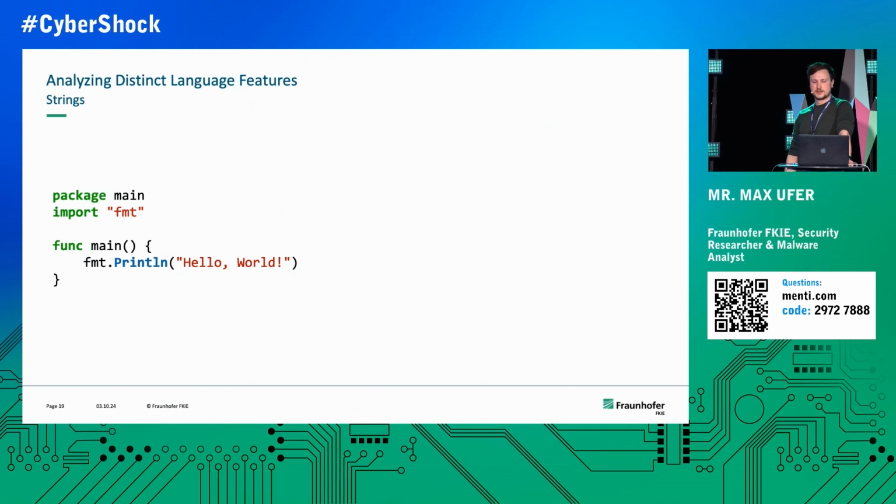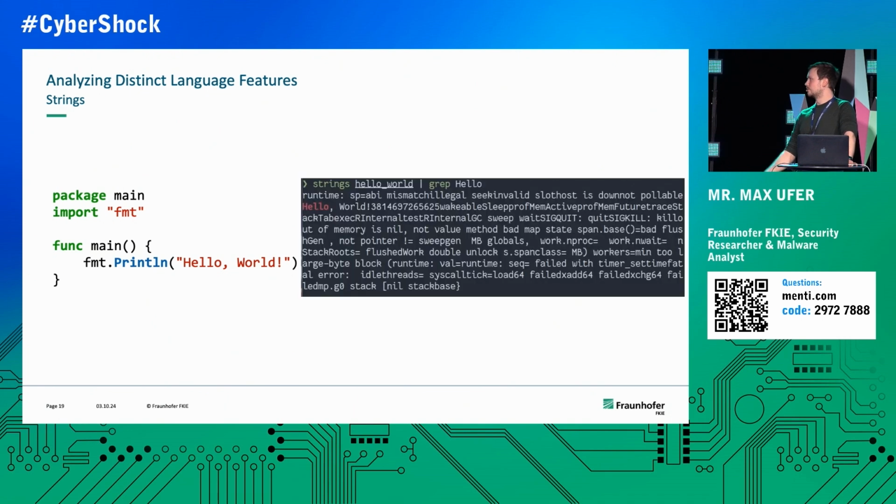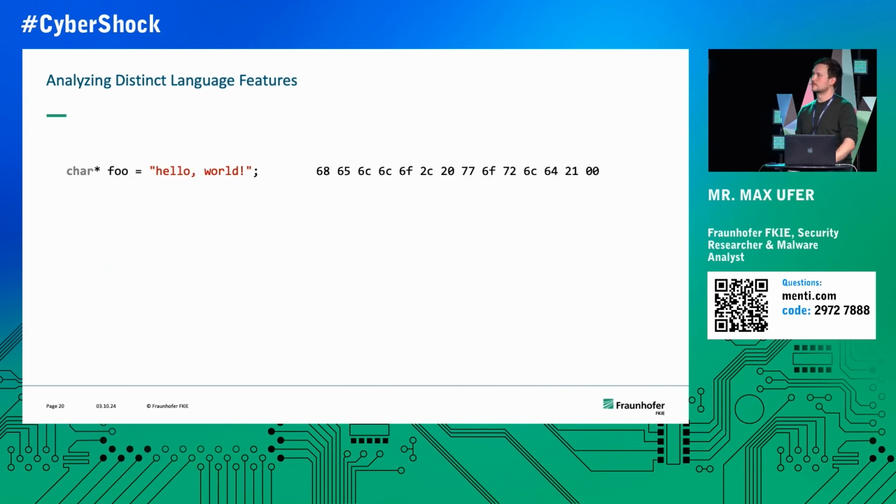Strings are handled a bit differently in Go. So let's go back to our Hello World program. And if we run a tool like the Linux strings tool on it, we will see something like this. So we will see very large strings with seemingly no end. And this is a bit annoying because now we cannot directly see which strings are actually used in binaries and where they start and where they stop. And the reason for this is that they are represented differently than in, for example, C binaries.